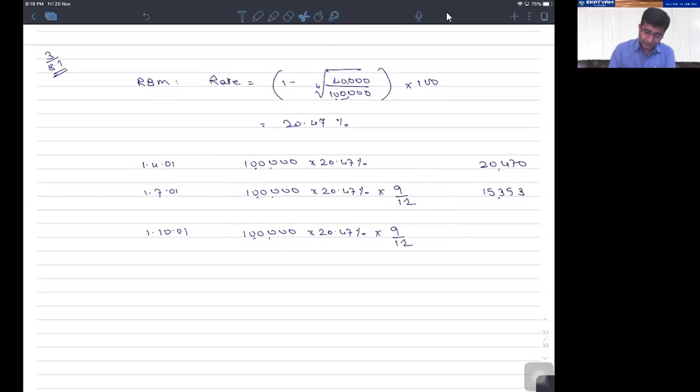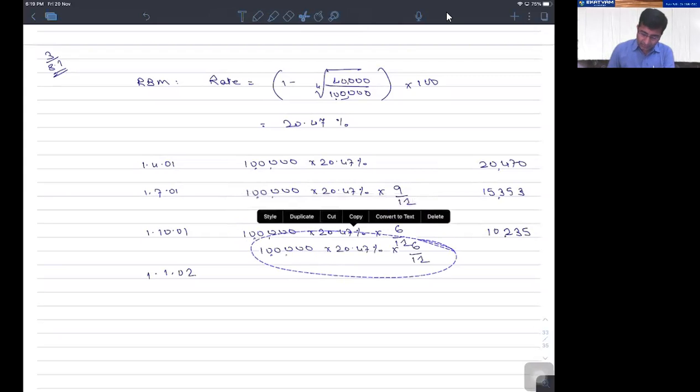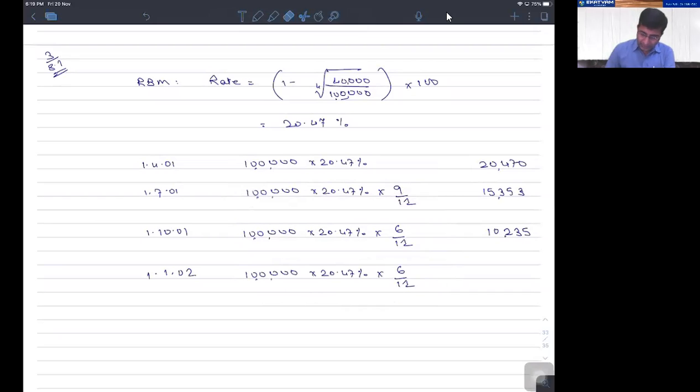If it is purchased on 1st of October 2001, in that case, the amount of depreciation will be 20,470 into 6 upon 12, that comes to 10,235. And if it is purchased on 1st of January 2002, then the amount of depreciation will be 1 lakh into 20.47% into 3 by 12, and that comes to 5,118. Is it right?